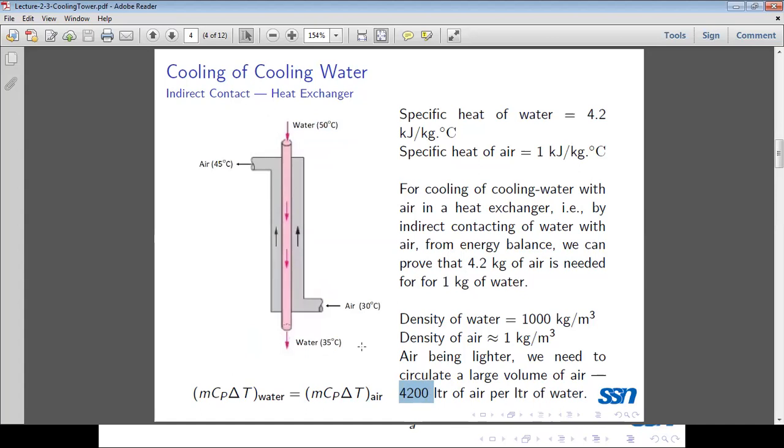4,200 liter in terms of barrel, how much will it be? In the first assignment, I gave this question: what is the size of one barrel? Now, we will always try to connect these questions, so that you won't ever forget them.